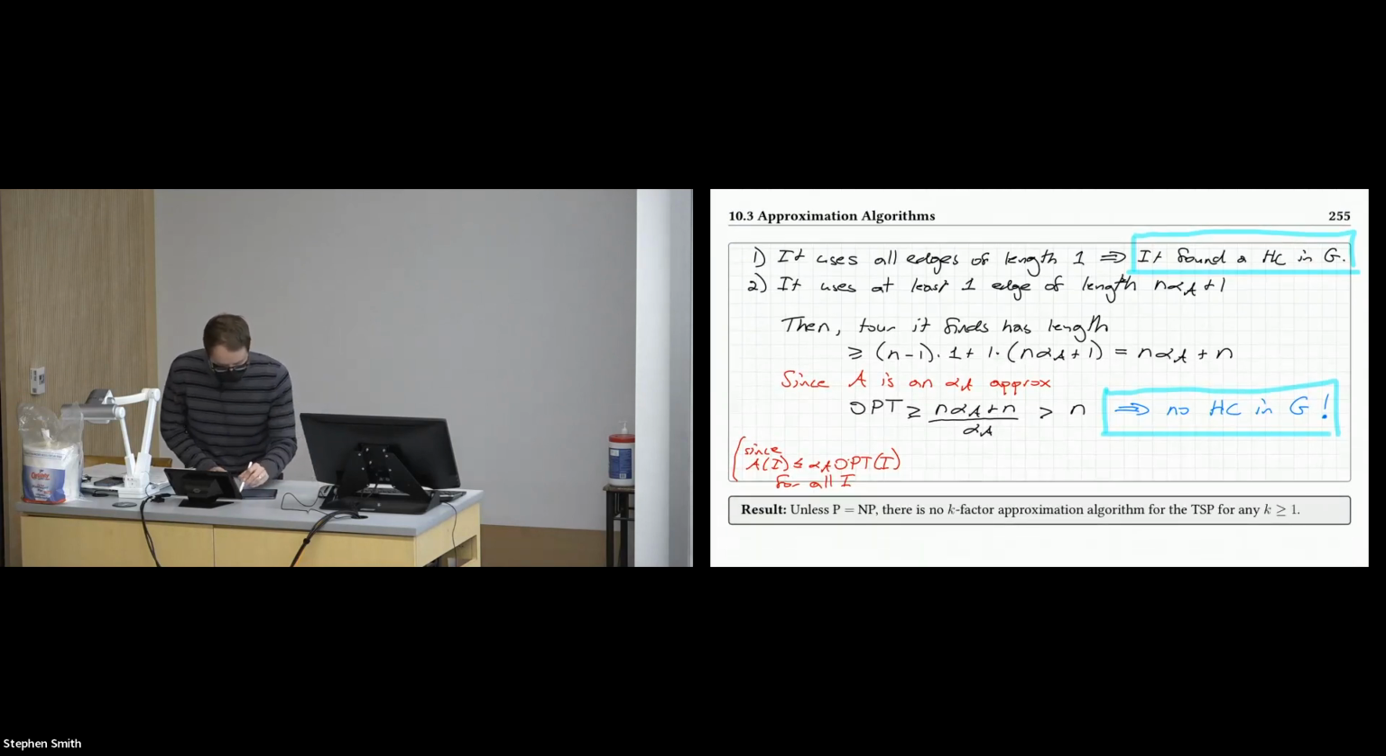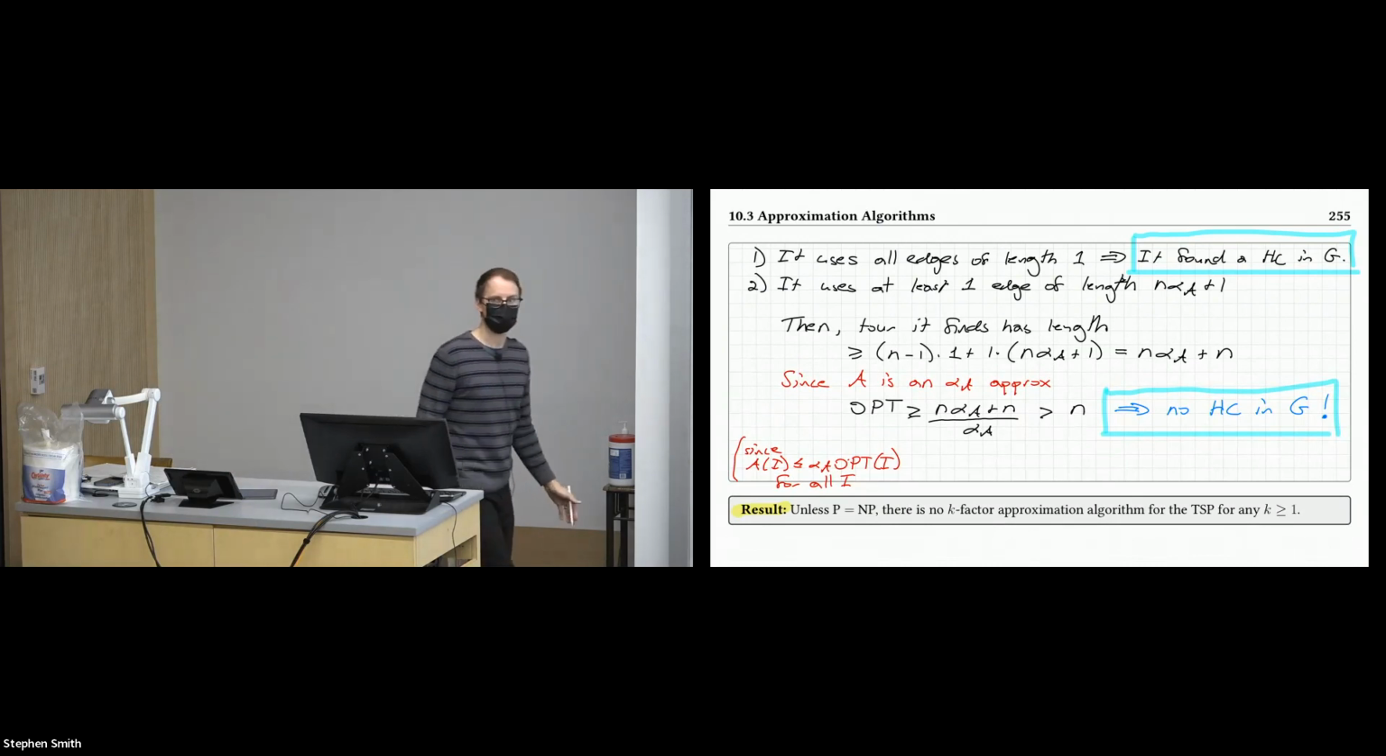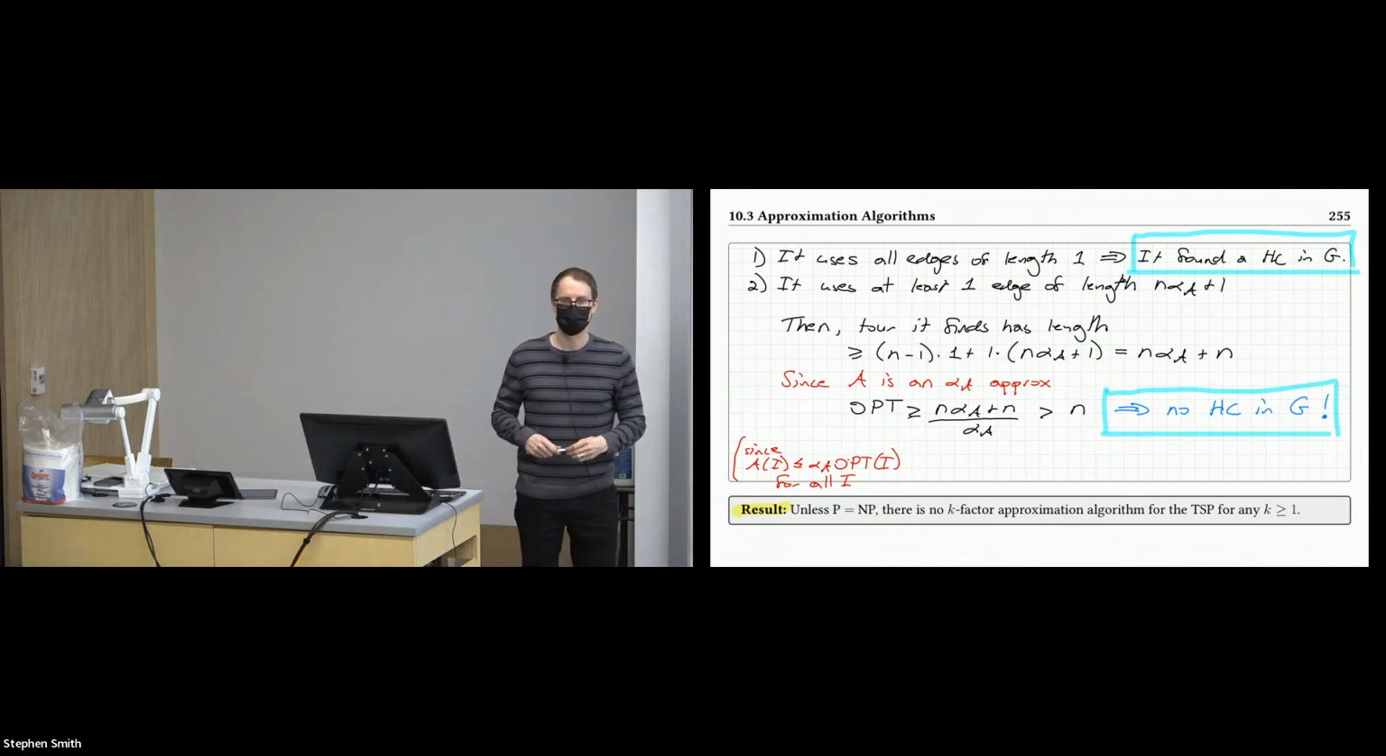And so the result is this. Unless P equals NP, there's no K-factor approximation for the general TSP, the one without triangle inequality, for any K greater than or equal to 1. So it's what we would call inapproximable.